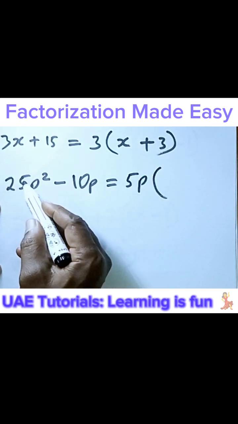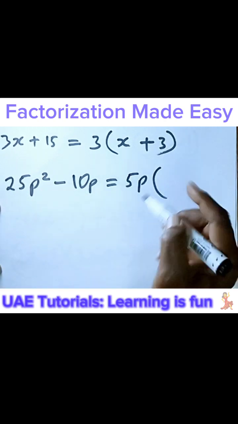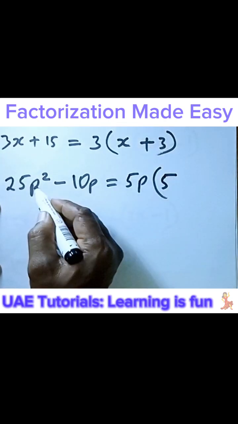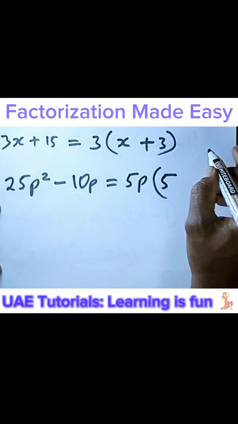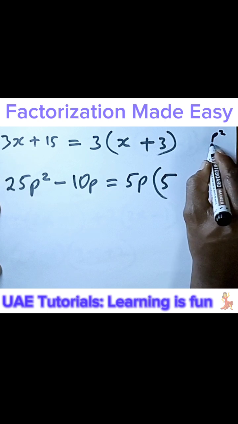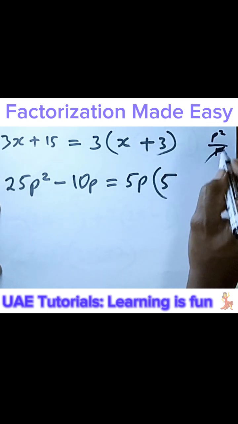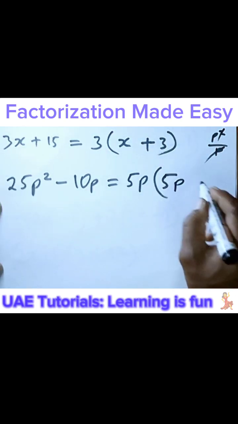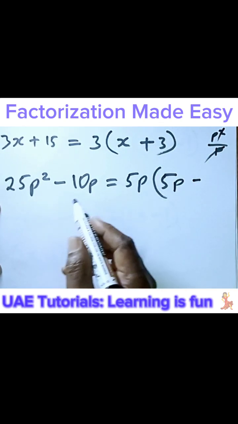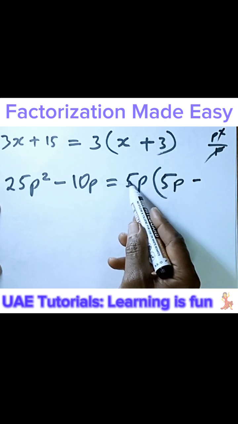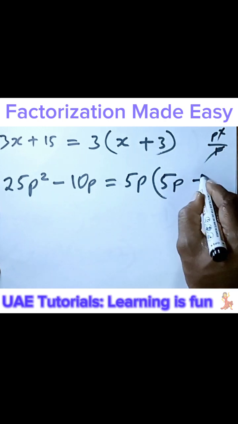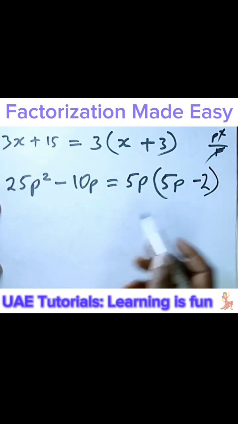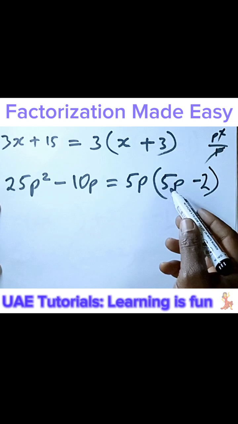When 5 divides 25, there I'll get 5. When p divides p squared, something like this, p squared over p, this p will go and then this one will go. So what will remain is 1p. Now there's a minus sign in between them. When 5 divides 10, I'll get 2. And when p divides p, that p will go. So that's it. The answer is 5p into 5p minus 2.